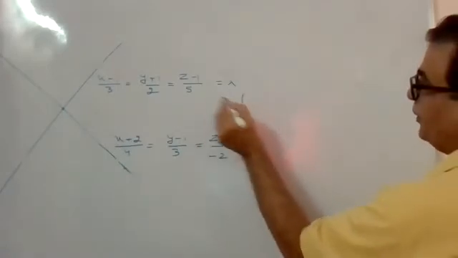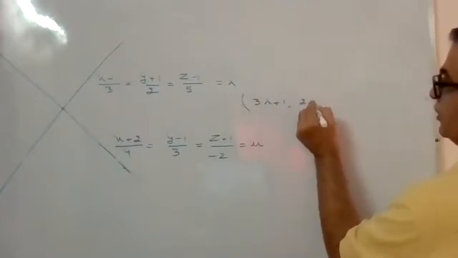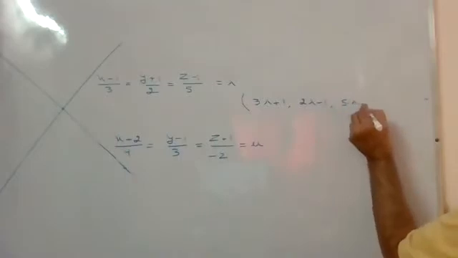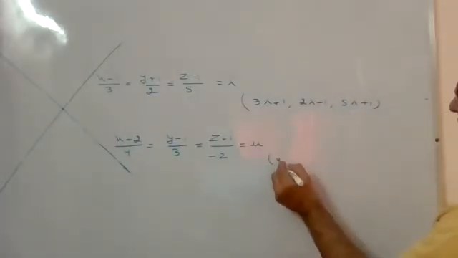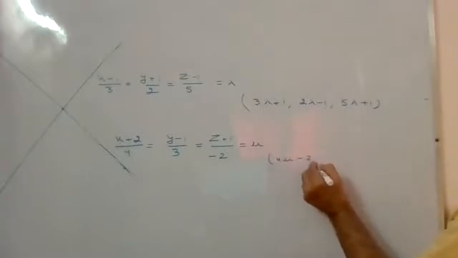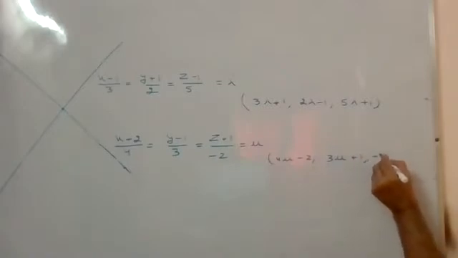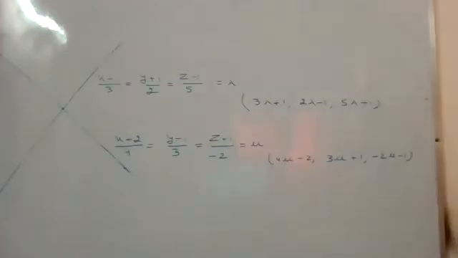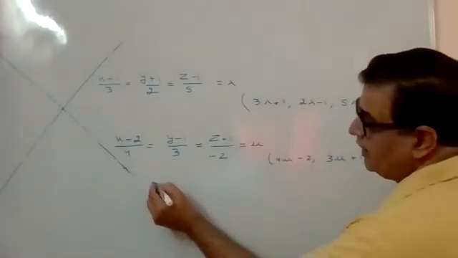Then what is the general point on the first line? That will be 3 lambda plus 1, 2 lambda minus 1, 5 lambda plus 1. In the same way, the second one is 4 mu minus 2, 3 mu plus 1, minus 2 mu minus 1. And if they intersect, then these two have to be the same. That means what should I have?